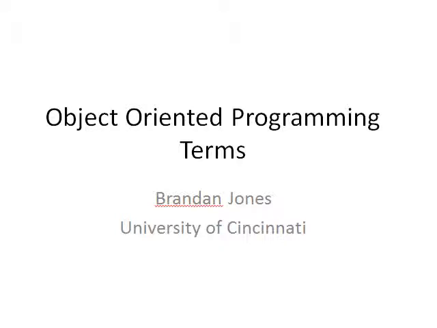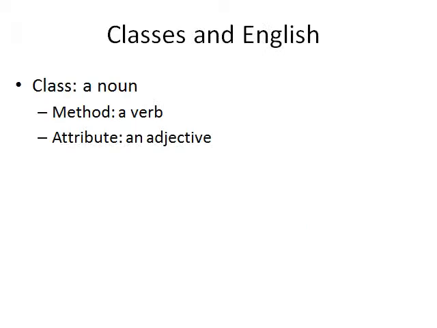Most modern programming languages are either object-oriented or object-based, and this is a bit tricky to understand to start with, but what we can do is we can relate these to the English language. So a class is like a noun, a method is like a verb, an attribute is like an adjective.